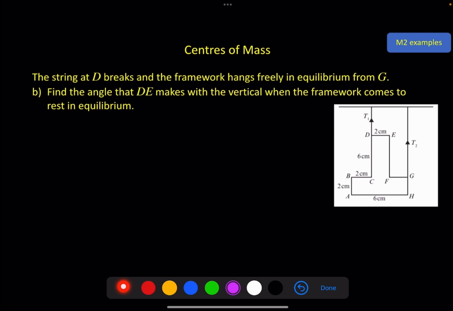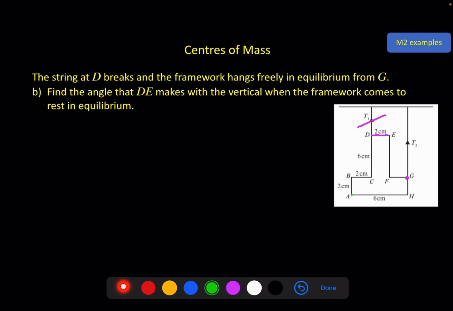Part B. The string at D breaks and the framework hangs freely in equilibrium from G. Find the angle that DE makes with the vertical when the framework comes to rest in equilibrium. Okay, for this we need to know the exact coordinates of the center of mass of the framework.